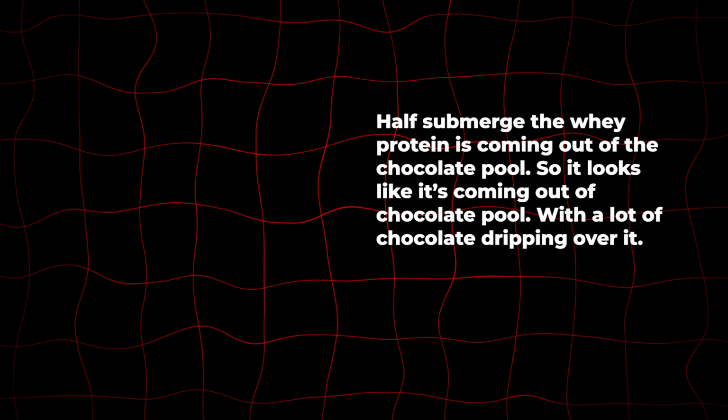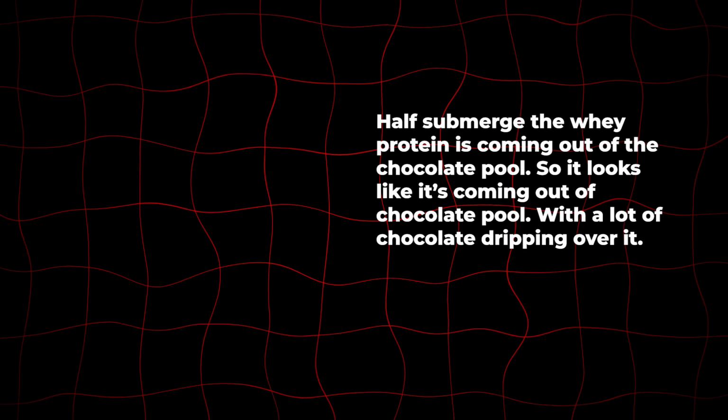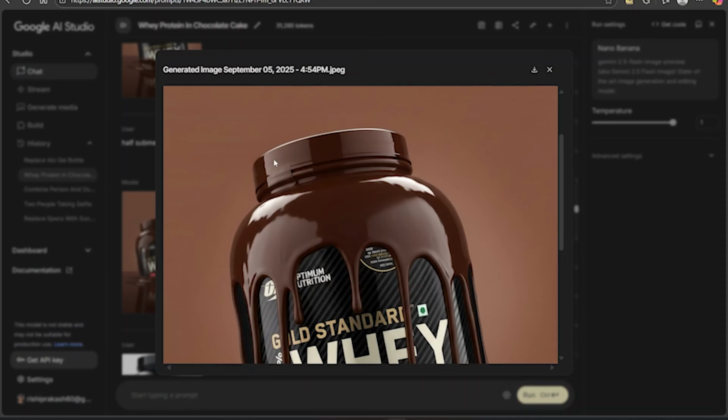Now the third or fourth thing, I forgot the numbering, but yeah, I really wanted to do the thing that I wanted, so I re-prompted it. Half submerge the whey protein so it looks like it is coming out of the chocolate pool with a lot of chocolate dripping over it. And finally it gave me this. This is exactly what I had in my mind. So as you can see again, even the label, which is the seal, is still in there. Man, crazy thing.